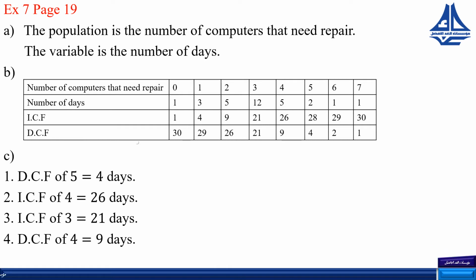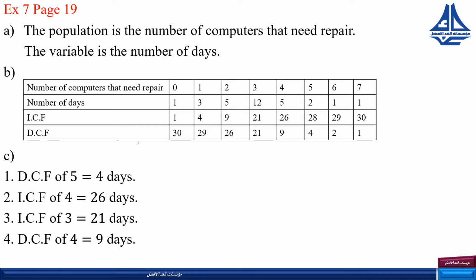Now for part A, determine the population and the variable. From the given, a statistical study was made on the number of computers. This study was made on the number of computers, which is the population, but not any number of computers, only those that need repair. The variable is the number of days. How many days does each computer need to repair?